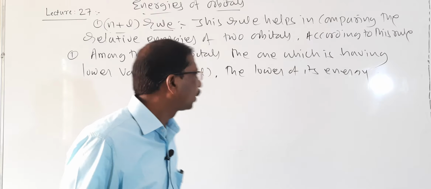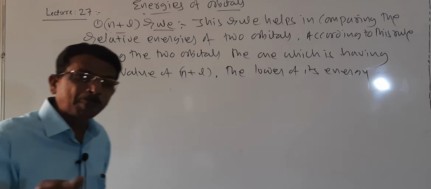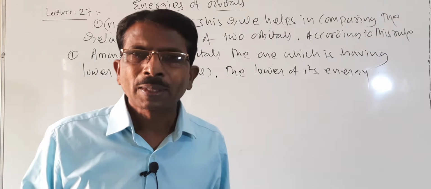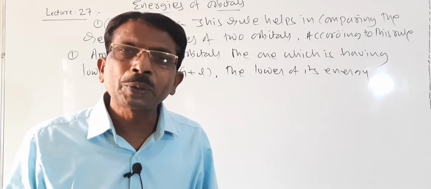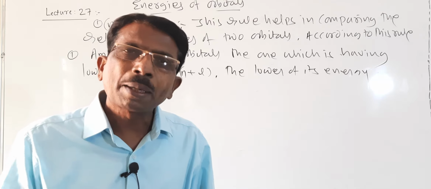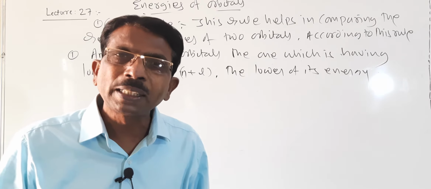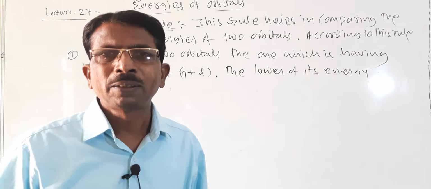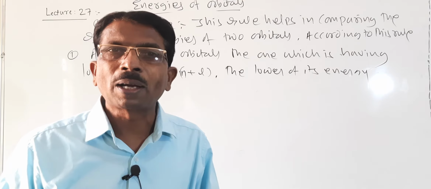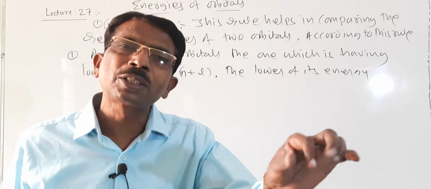If both the orbitals are having same n plus L value, in such cases we have to consider only the value of n. We need to see only the value of n, that is, whichever has the higher principal quantum number.